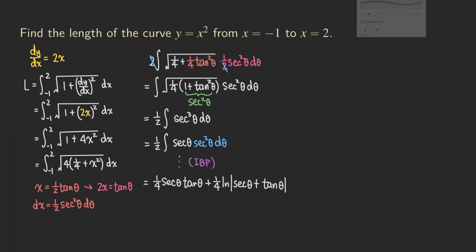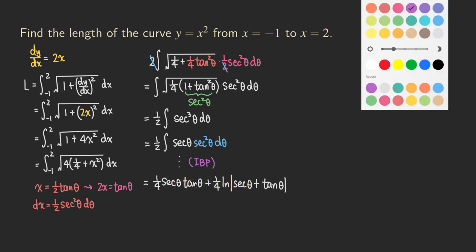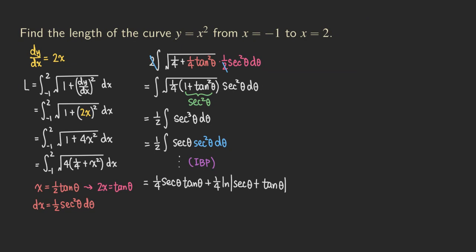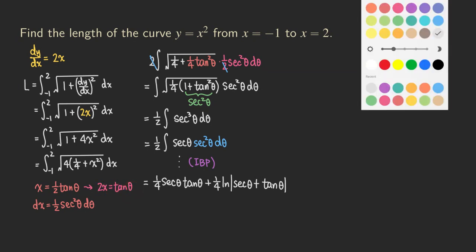Okay, now, what's next? Going back to the trig substitution, we're done. All we need to do right now is to switch back to the original variable x, or we can find the limits right now and then plug them in. It's up to you. So I'm just going to switch back. How do we switch back? We can draw a triangle based on this one.